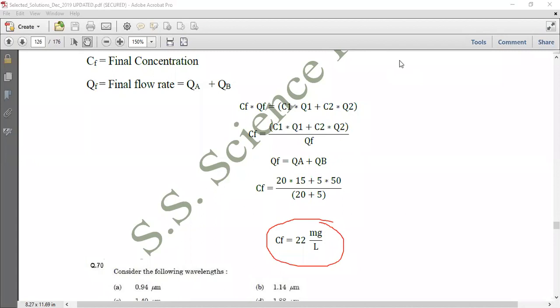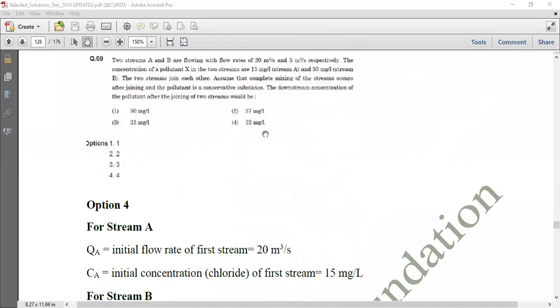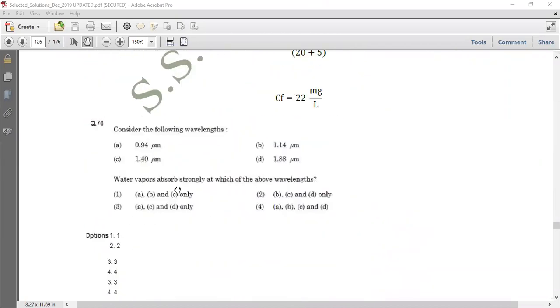Right. No doubt. So now we can see one of the options, yes, it is here. The fourth is the correct option for question number 69, which is 22 mg per liter, as we saw how to solve this question. Right. Now let's move to question number 70, which is another important question.